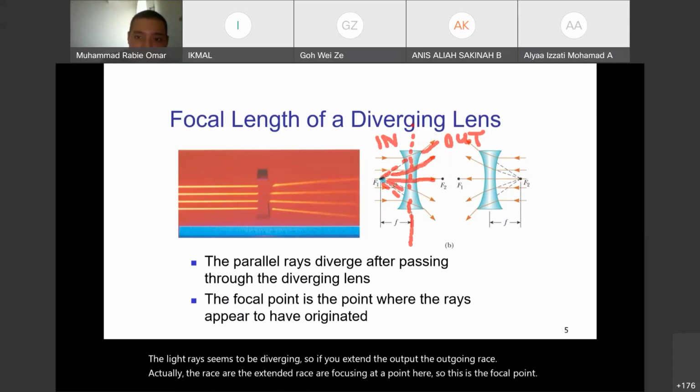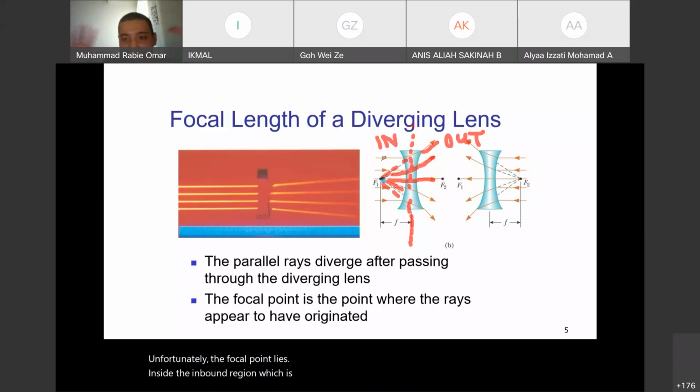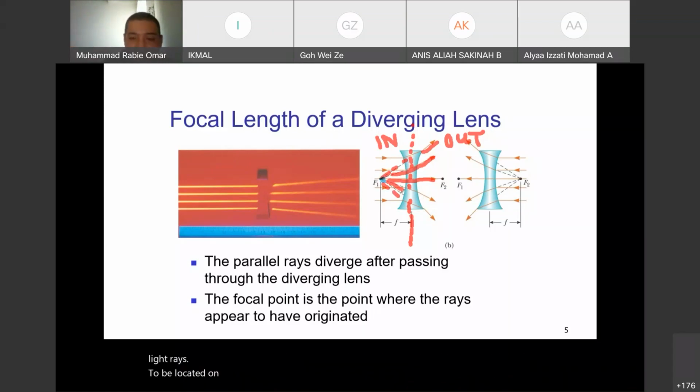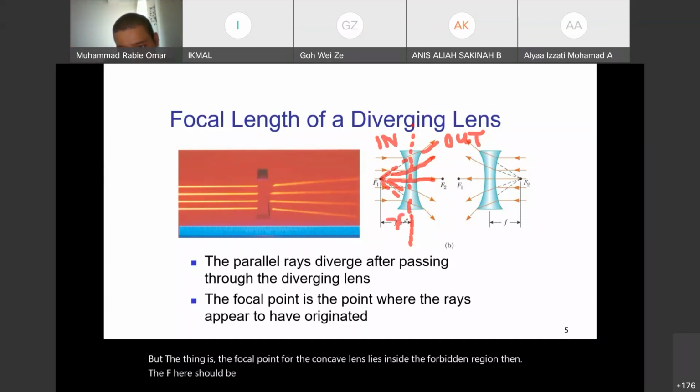Unfortunately, the focal point lies inside the inbound region, which is the forbidden region. It is not possible for the light rays to be located on the left hand side. Am I right? So this is the forbidden region. But the thing is, the focal point for the concave lens lies inside the forbidden region. Then the F here should always be negative.